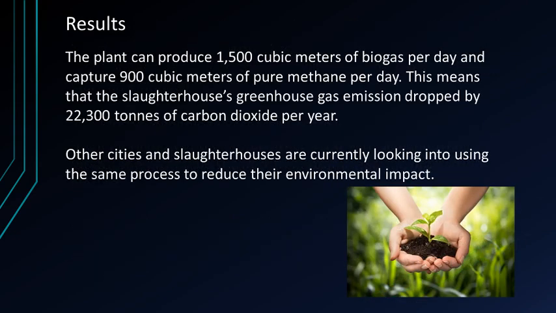So, what are the results today? The plant can now produce 1500 cubic metres of biogas per day and capture 900 cubic metres of pure methane a day. This means that the slaughterhouse greenhouse gas emissions dropped by 22,300 tonnes of carbon dioxide per year. Quite a large amount.